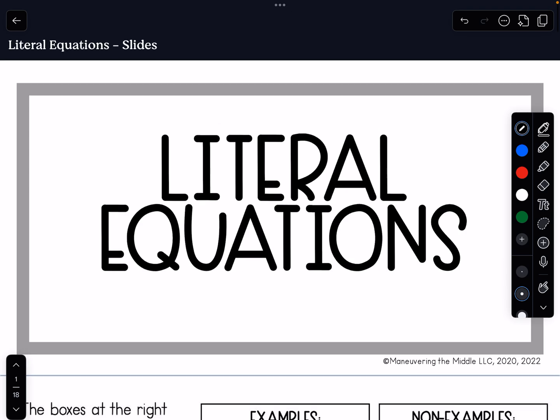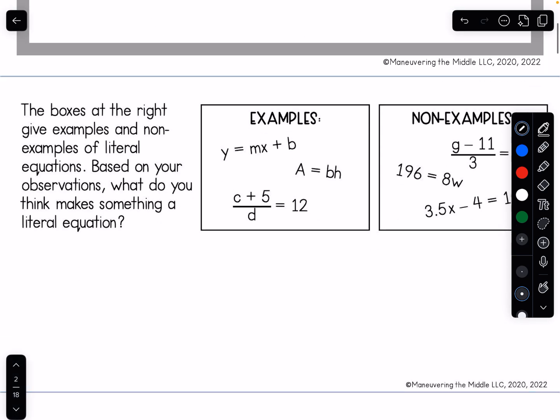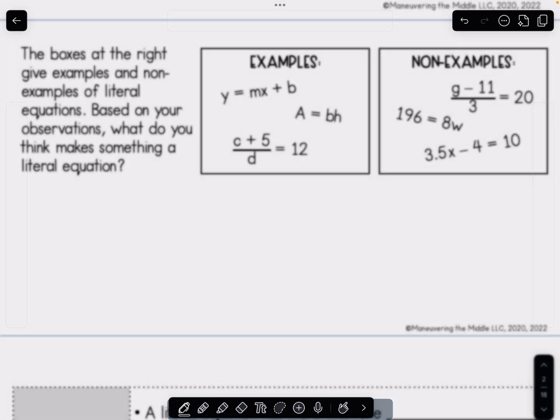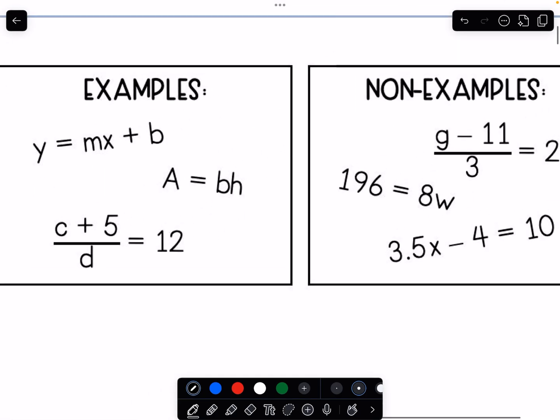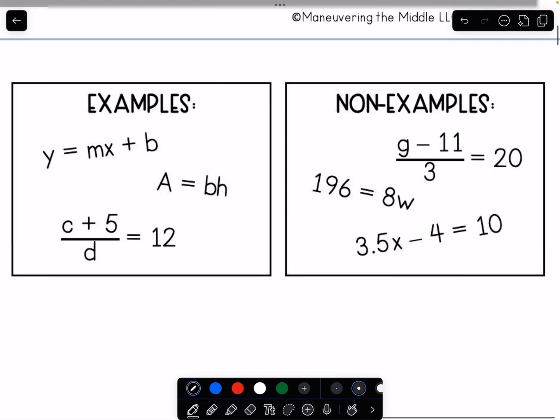Literal equations. For a second, I want you to look at these two boxes, and I want you to compare the left box to the right box and see what they have in common, what they do not. Okay, pause for a second.